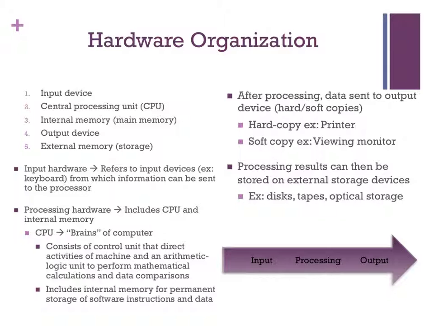After data are processed, results are sent to an output device in the form of a hard or soft copy. An example of a hard copy output device is a printer. An example of a soft copy output device is when the results are displayed on the monitor for direct viewing. Then, processing results can be stored on an external storage device, such as a disk or a tape, and possibly even optical storage devices.